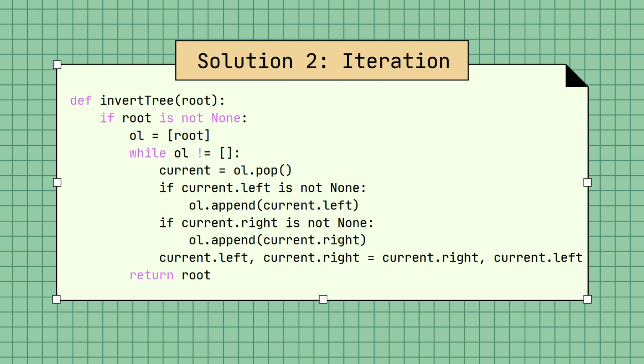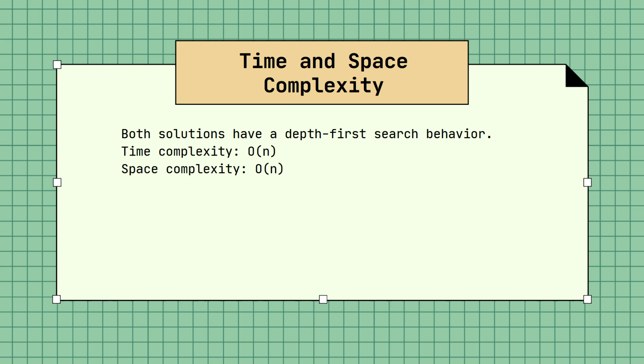As for the time and space complexity for these two solutions, they are really the same because they both have a depth-first search behavior. In either solution, we have to go through the entire tree and visit each node exactly once. So the time complexity is O of n, where n is the number of nodes. And in both cases, the worst-case scenario is that we need to store the longest branch of the tree in memory, which could be the entire tree if it's unbalanced. So the space complexity is also O of n.